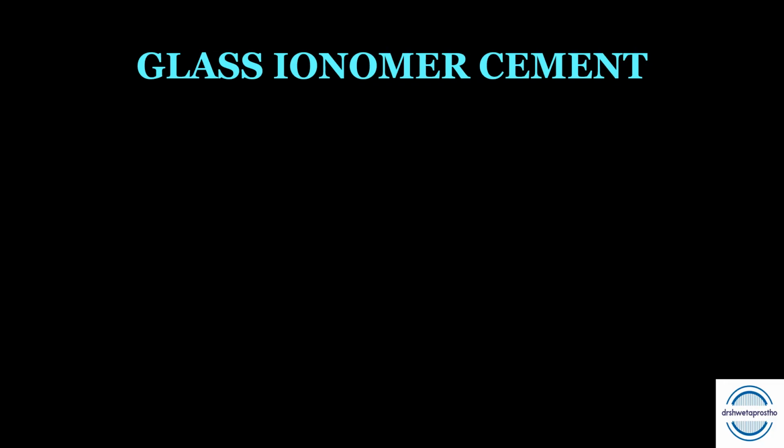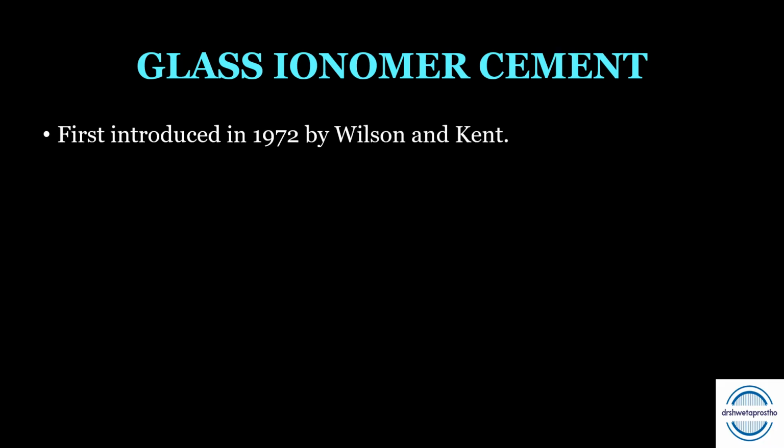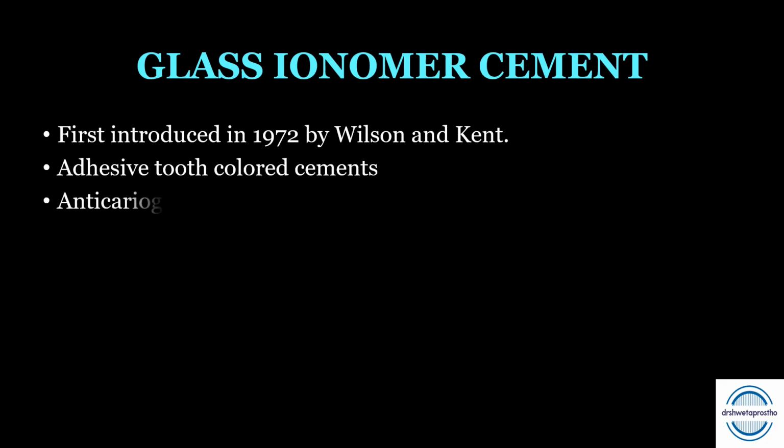To begin with, the usable form of glass ionomer, commonly known as GIC, was formulated in 1972 by Wilson and Kent. It is one of the questions which is asked in viva, and it is one of the multiple choice questions also. Now, glass ionomer cement is an adhesive tooth colored cement. It binds with the tooth due to the ionic bond. Then it has an anti-cariogenic property which makes it unique and a very beneficial property.